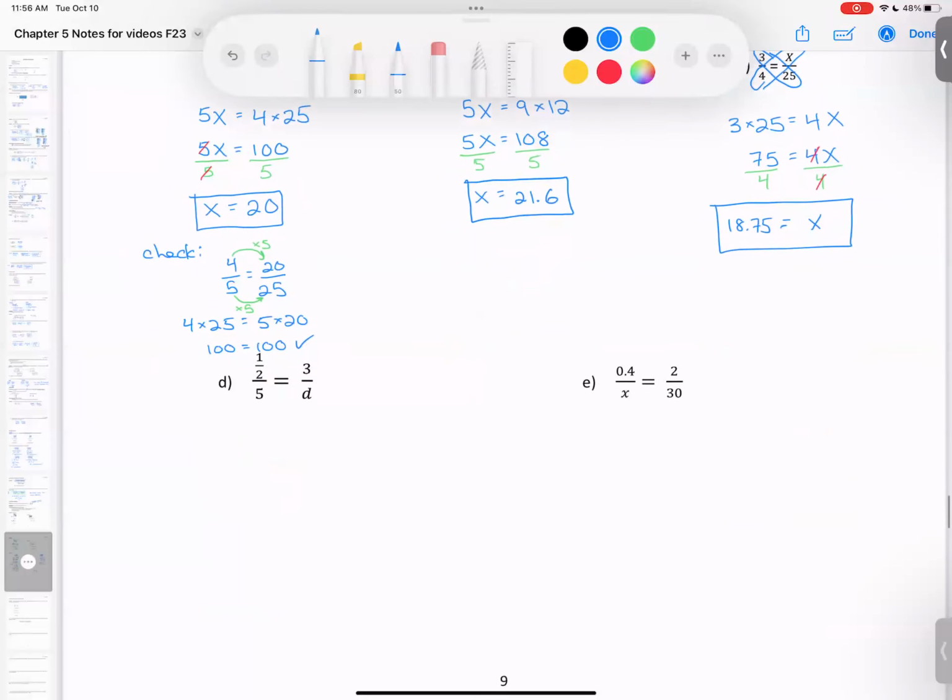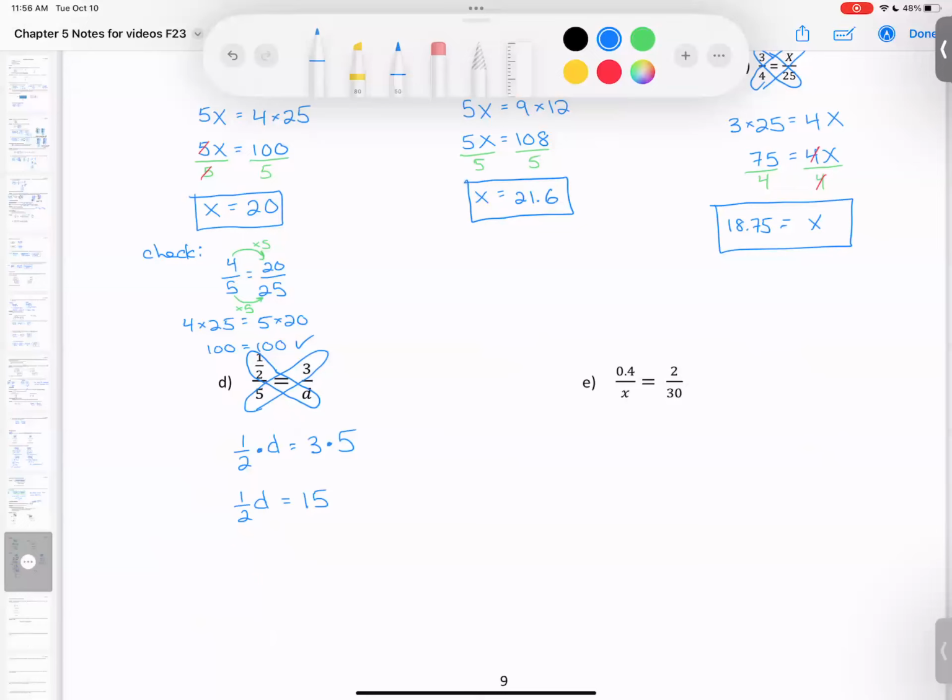Okay, next one is a bit trickier because now we have a fraction, but we do it in the same way. So we're going to take our cross product here. So we're going to get 1/2 times d equals 3 times 5. And sometimes I like to use these dots just because then if we have x's, it doesn't get confused with multiplication symbols. Okay, now I know, well, here I can go 1/2 d equals 3 times 5. If I can do that multiplication, I'll get 15.